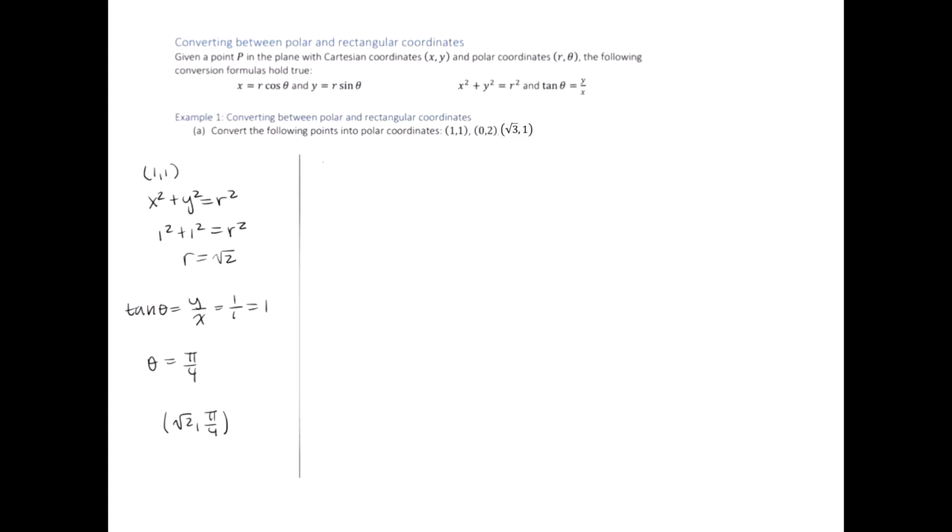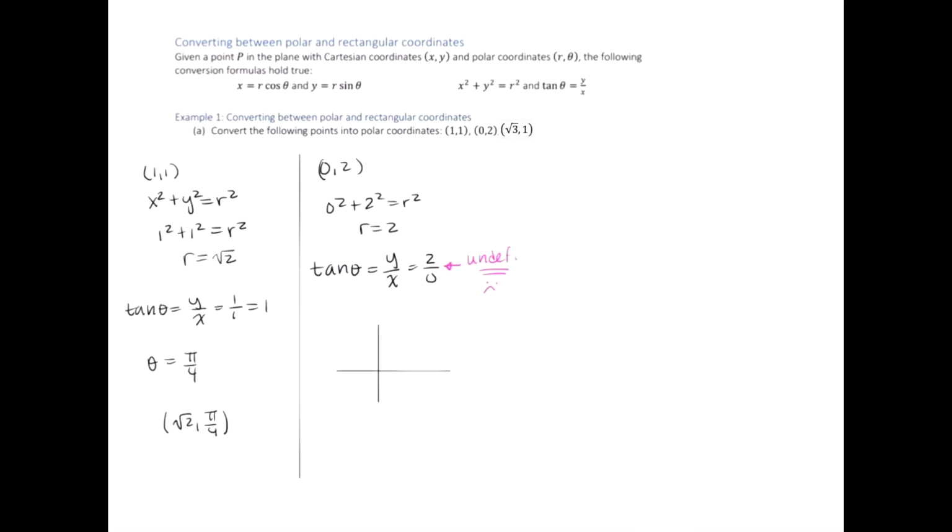Next, let's look at 0 comma 2. So let's apply what we've been doing. 0 squared plus 2 squared equals r squared, giving us r equals 2. And then here is where we're going to run into some tricky problem. So tangent of theta equals y over x, and that gives us 2 over 0. But this is undefined. So we have to try doing this a different way.